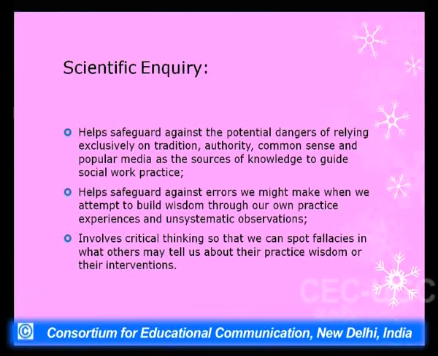It also helps to safeguard against errors which we may make when we attempt to build wisdom through our own practice experiences and unsystematic observations. I just said that a lot of times, if we've had a personal experience, we think that that is normal, that is normative, right? And therefore, we assume that and we generalize that, right? And therefore, it guides us so that we don't assume that our own practical experiences can provide a basis for generalization. Thirdly, it involves critical thinking, so that we can spot fallacies in what others may tell us about their practice wisdom or about their interventions.